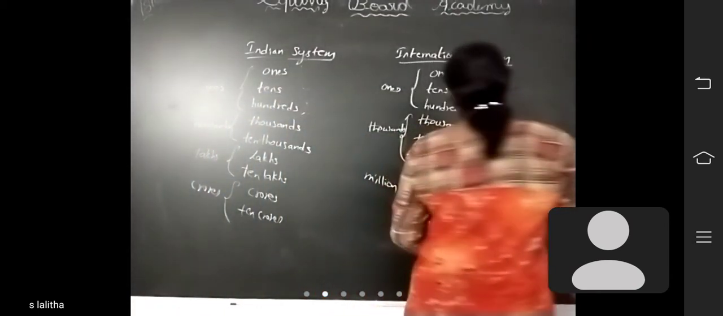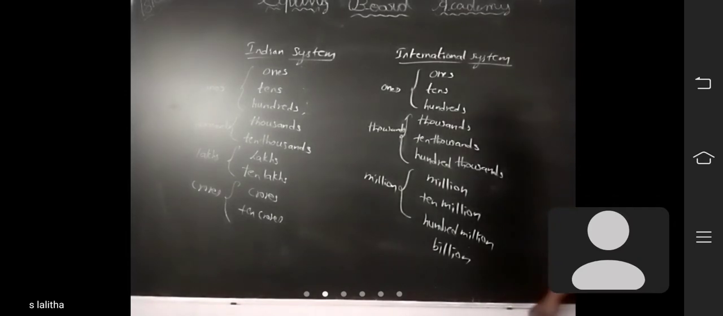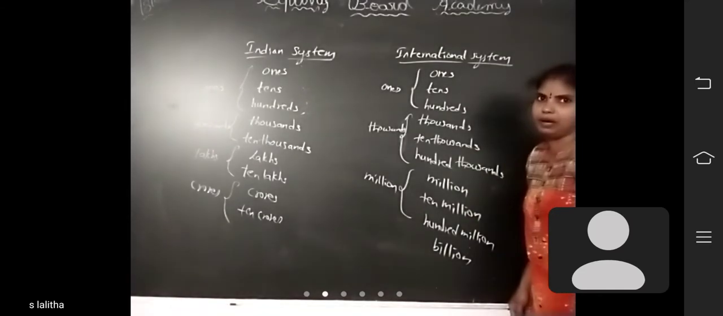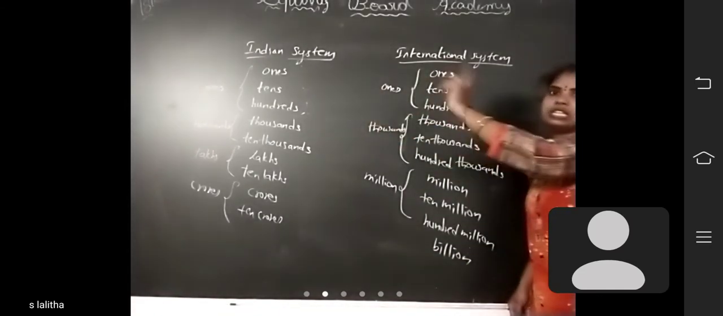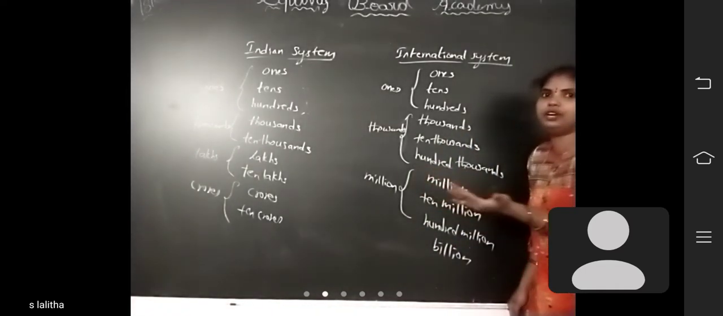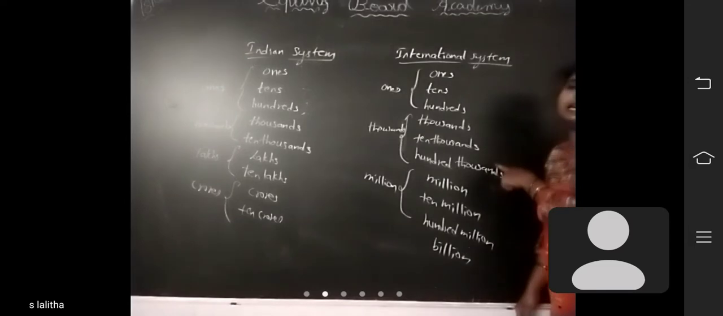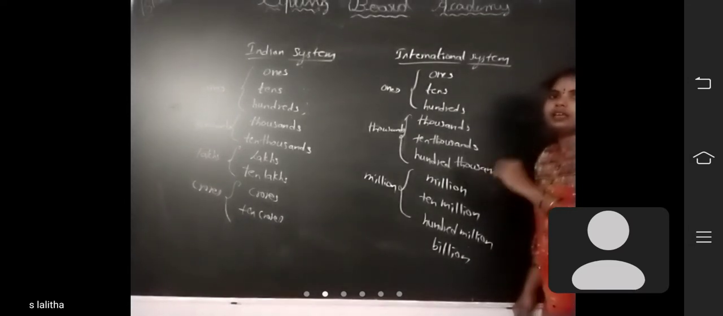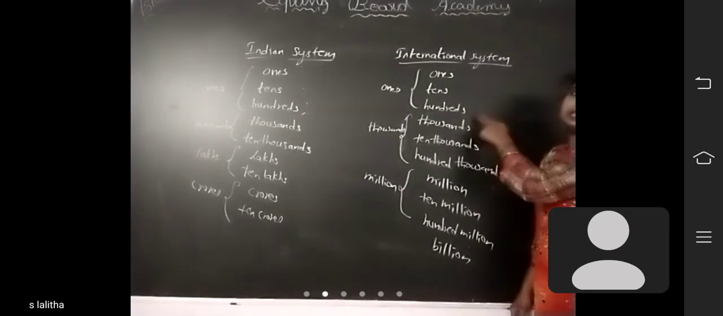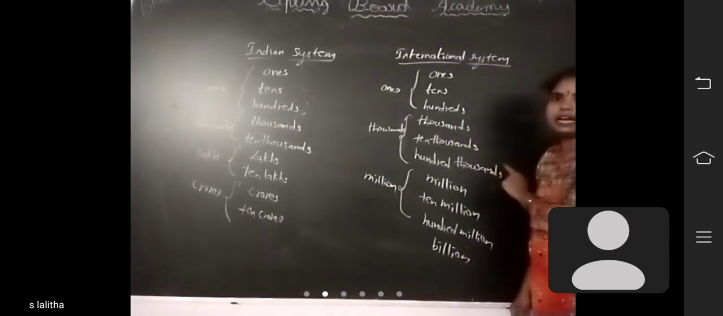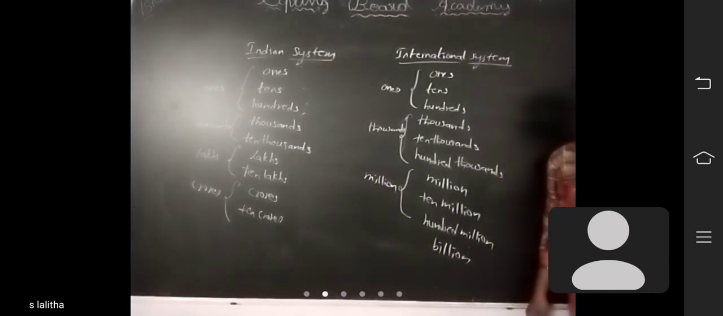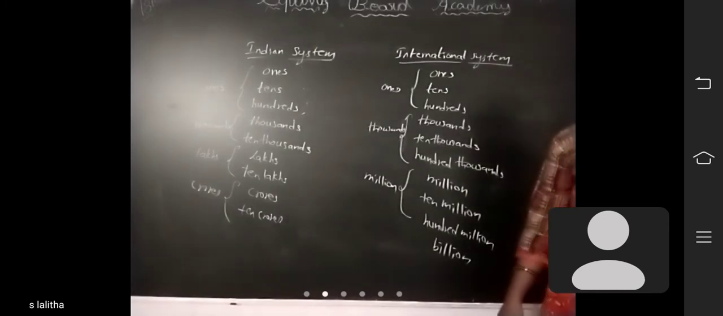So how to keep the commas in the international system? From the right side you have to keep the comma for every three digits. But in the Indian system, only after the first 3 digits you keep the comma, and afterwards you keep a comma for every 2 digits. But in the international system, from the right side onwards you keep a comma for every three digits. Ones, tens, hundreds, keep comma. Thousands, 10,000, 100,000, keep comma. Million, 10 million, 100 million, keep comma. Billion, 10 billion, 100 billion. Like that you should do.